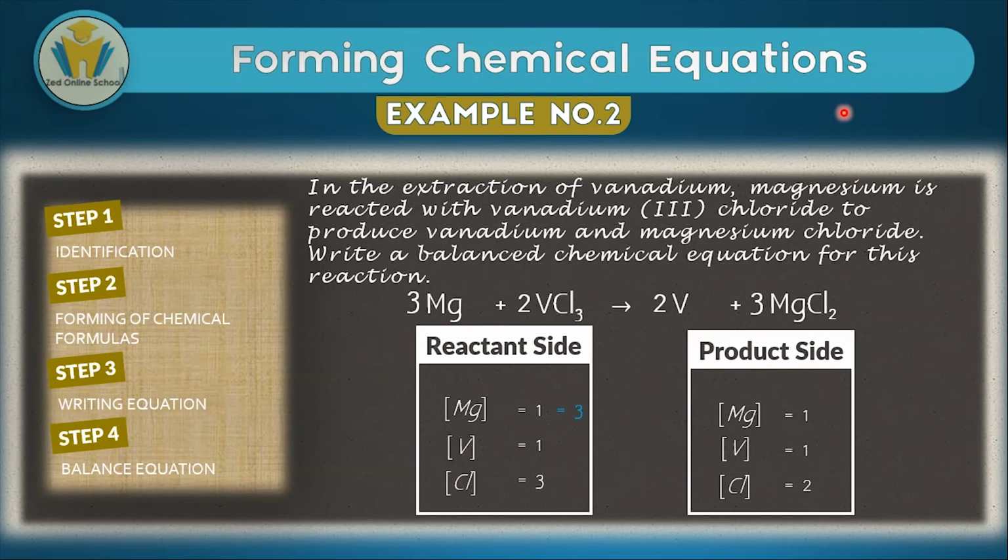We'll check through our values just to be sure. Magnesium has got 3, vanadium 2, chlorine 6, and we see if even on our product side that's true. And yes, it looks like we've balanced this chemical equation.